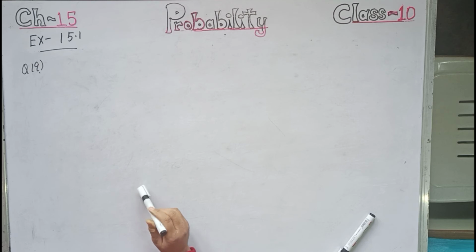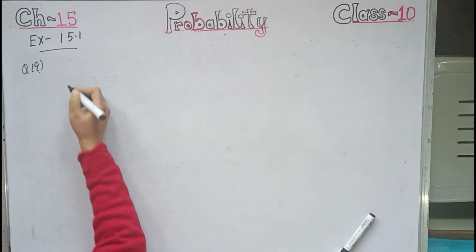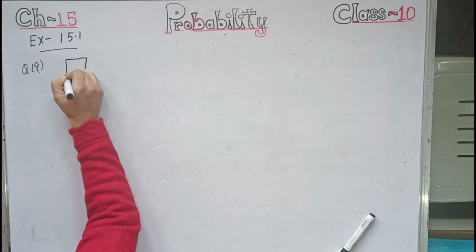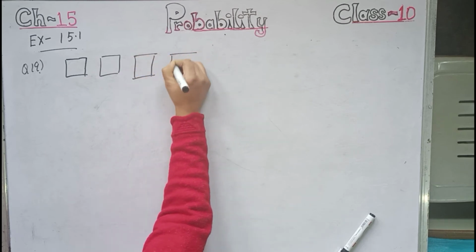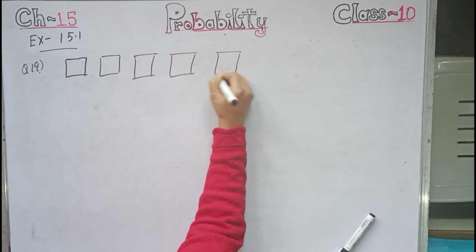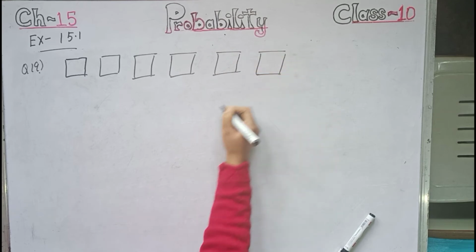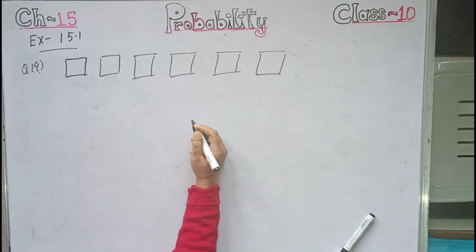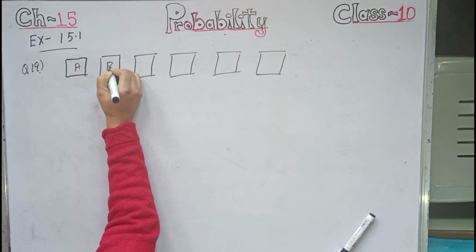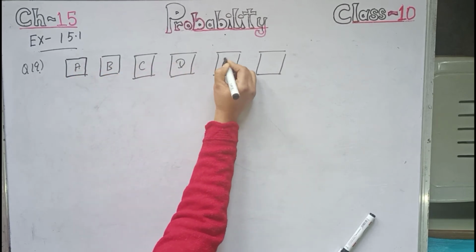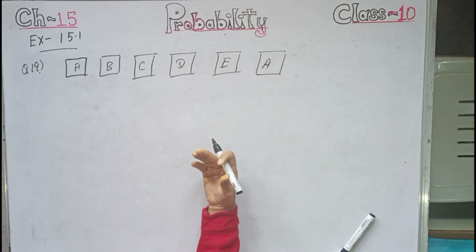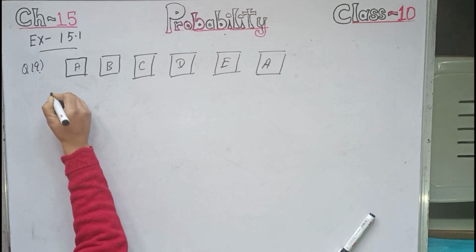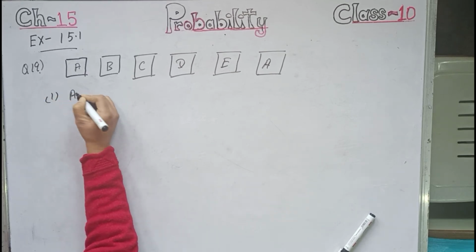A child has a die whose 6 faces show the letters as given below. So the 6 faces are 1, 2, 3, 4, 5 and 6. Letters are A, B, C, D, E, A. The die is thrown once. What is the probability of getting A? And number 2 is B. Easy sum. Number 1 is for A.